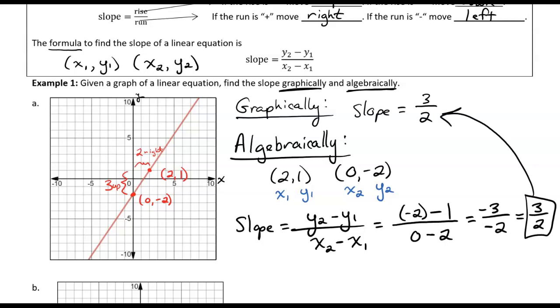NCBM 0324, Section 1.3, Slope Formula and Graphing Linear Equations in Slope-Intercept Form, Part 2.